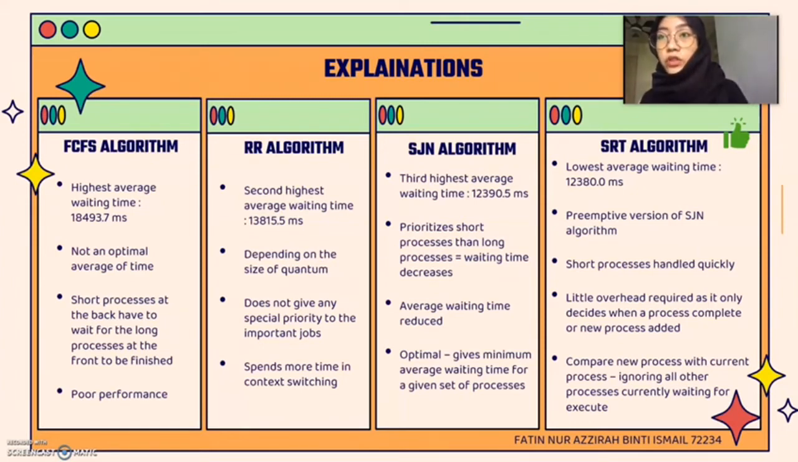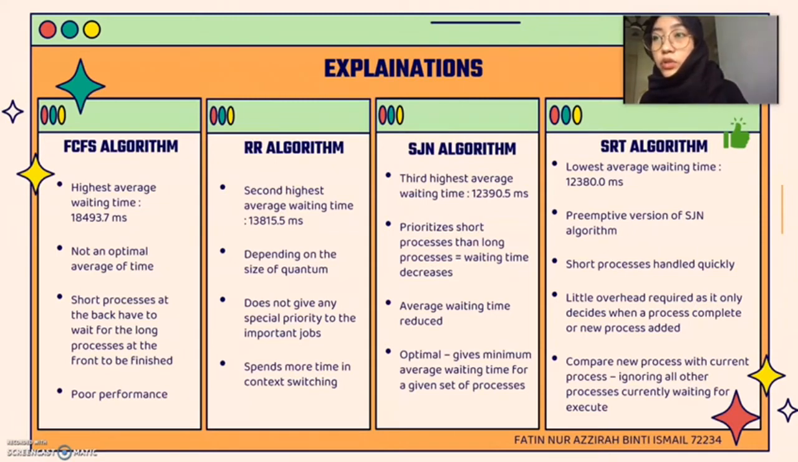The third highest average waiting time is shortest job next, which is 12390.5 milliseconds. Shortest job next prioritizes short processes more than long processes. Hence, this algorithm can decrease the waiting time. Consequently, average waiting time reduces. Overall, shortest job next algorithm is probably optimal as it gives minimum average waiting time for a given set of processes. Shortest remaining time algorithm.